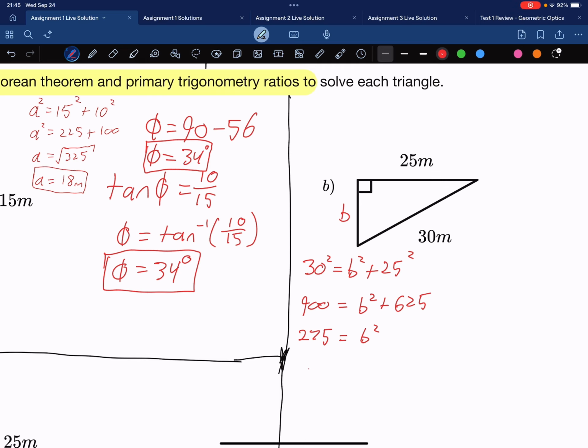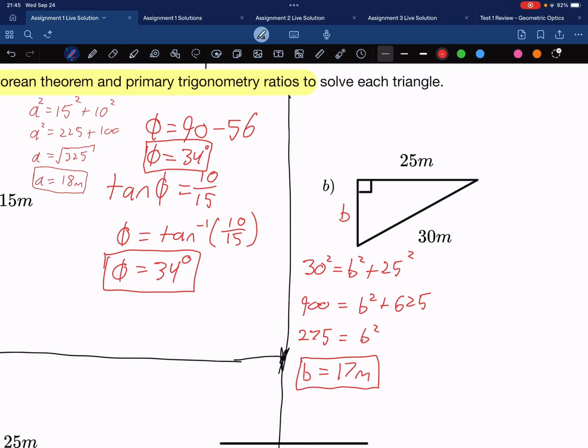And square rooting both sides is going to get me 16.58. Again, two significant figures here, so I'm just going to round that up to 17 meters.